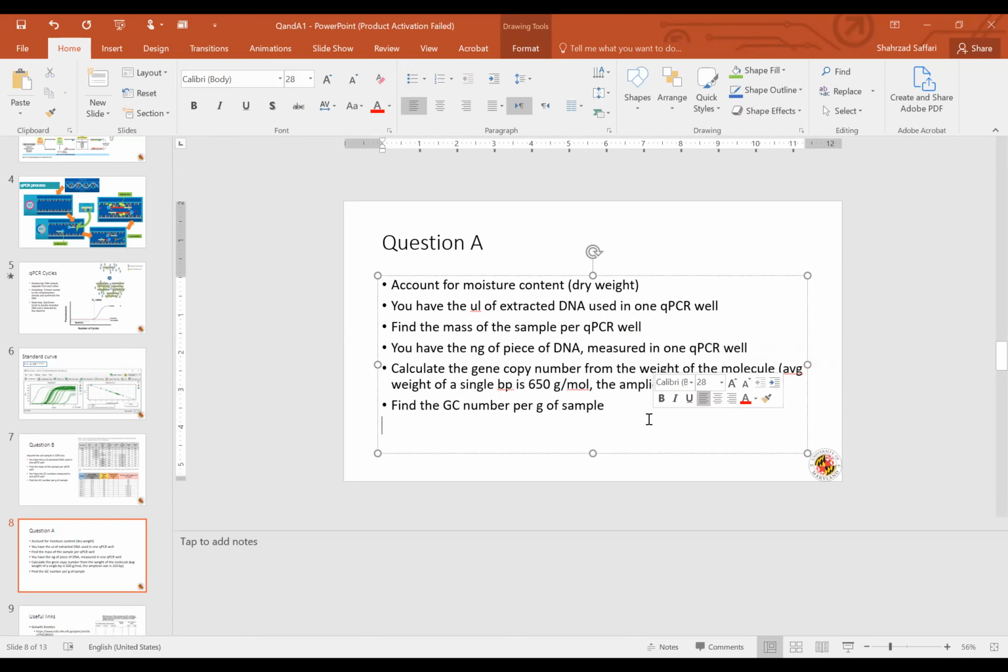So it's basically that. Base pair is the number of nucleotides, and an average weight of a single base pair is this much per mole, and then you can just use that and know that the piece of gene that we have amplified is 165 base pairs. So just use these numbers.